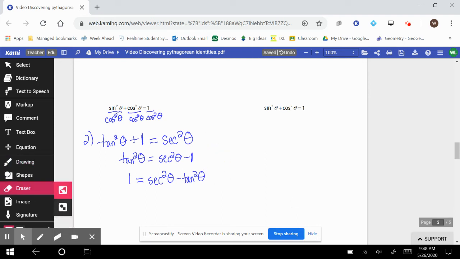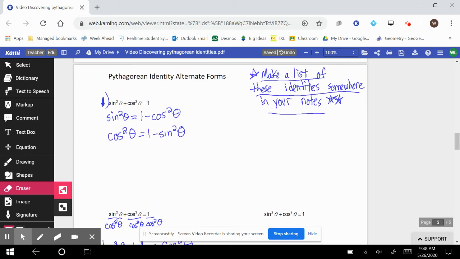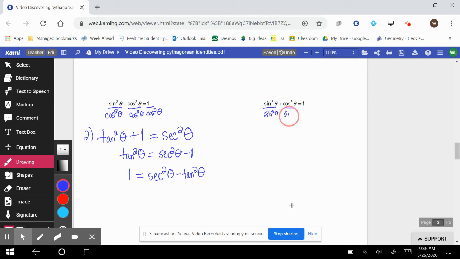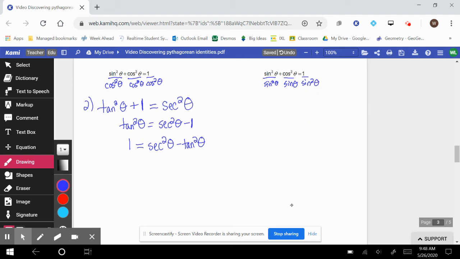All right, and so now you have 2 identities on your list. Sine squared plus cosine squared equals 1. Tangent squared plus 1 equals secant squared. Now the last one, hopefully you guys could have guessed this. We're going to divide by sine squared instead of dividing by cos squared like we did on number 2. Sine squared divided by sine squared is 1. Cosine squared over sine squared, well, cosine over sine is cotangent. And 1 over sine is cosecant. So here is identity number 3.